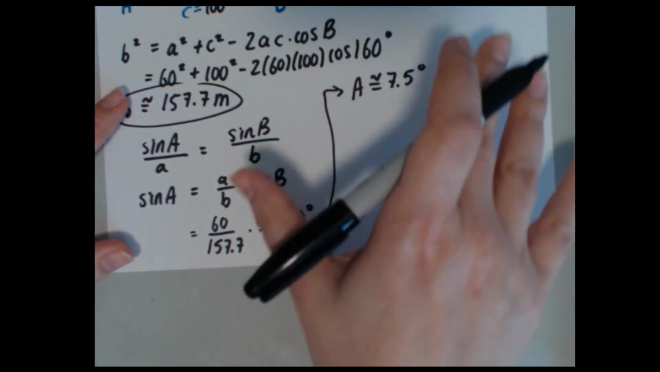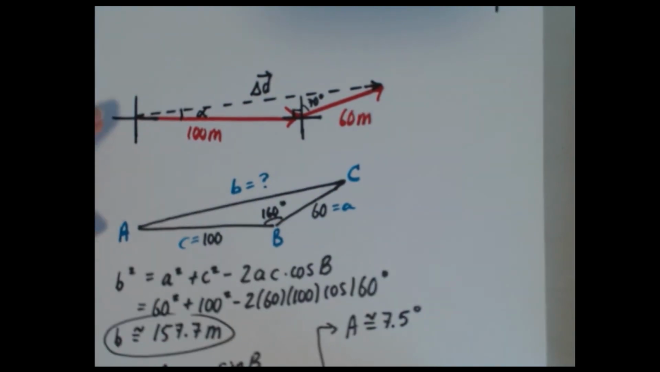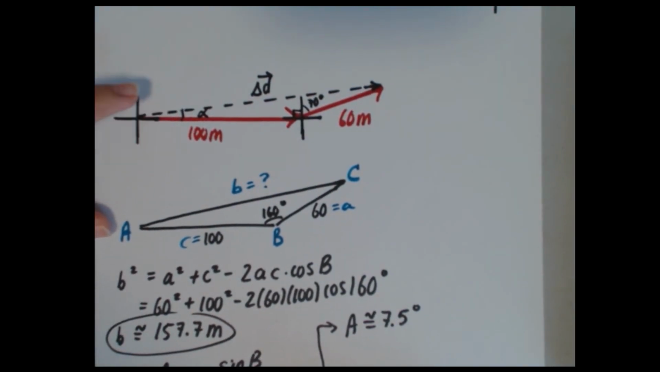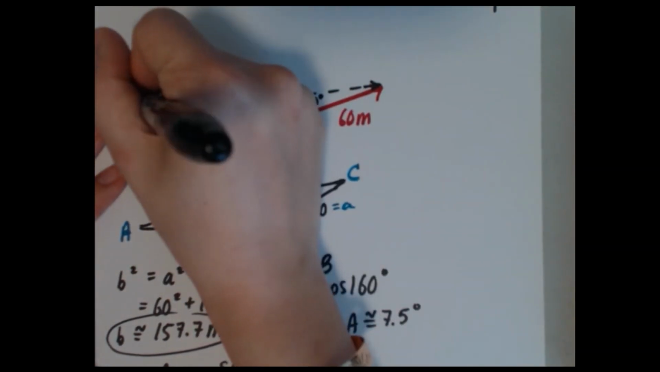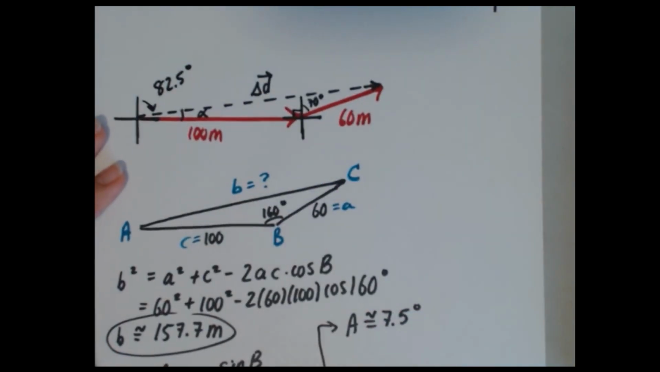If I want to start from north, let me just come back up to the picture here. If it's east 7.5 degrees towards the north, then it's going to be 90 minus 7.5, which is 82.5 degrees if you start from north and you go east. So this angle here is 82.5 degrees. That's what we're going to use.